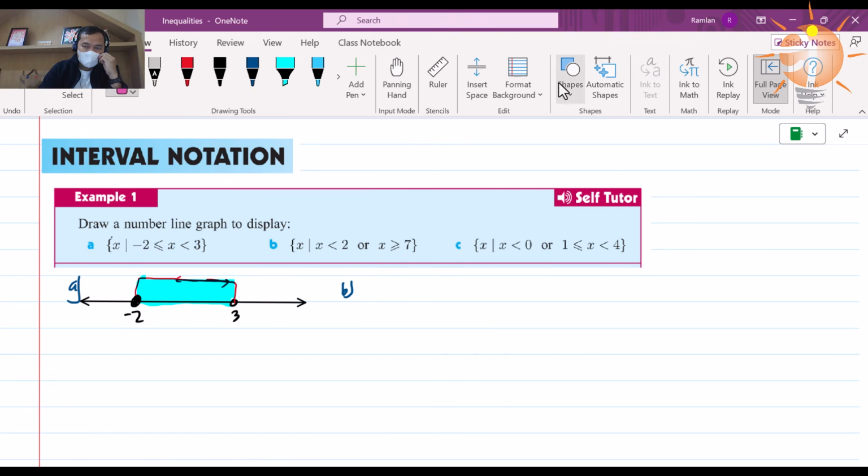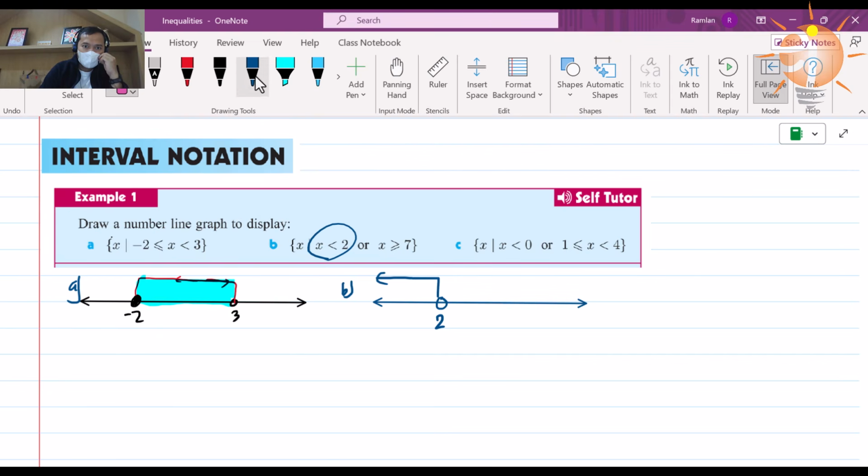So the interval notation, the line graph, will be like this. I have another number line. Here the first one is x less than 2. So you start from 2, but you don't shade it because it's just less than 2. It means that 2 is not included, and you go to the left. See here, the x goes to the left, so x is any number less than 2. It can be 1, it can be 0, it can be negative, it can be any number.